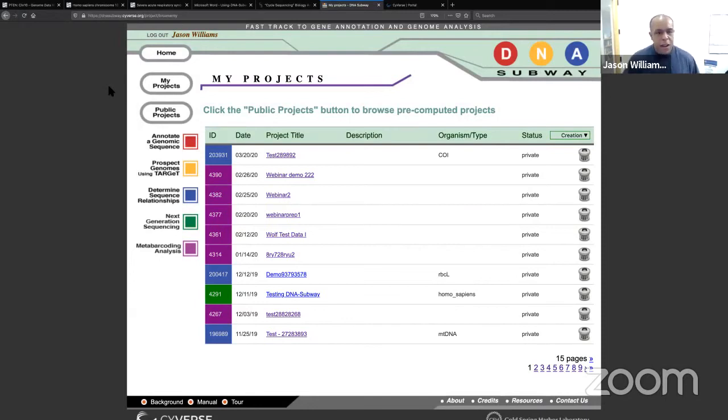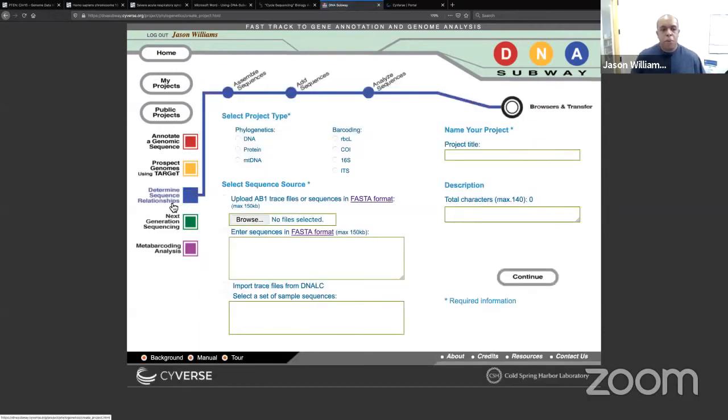I don't need those right now, but here is the first thing that you'll see. As you create projects, you'll see them all here. What we're going to do is click on the blue square, which is called Determine Sequence Relationship. Anywhere in DNA Subway, clicking on that blue square is going to help you start.